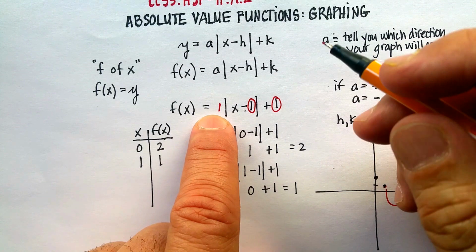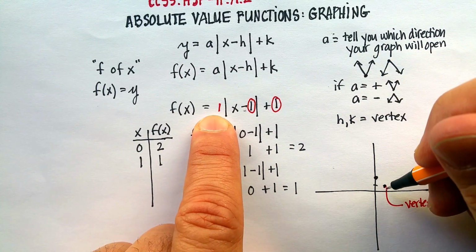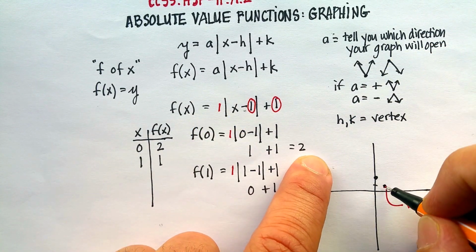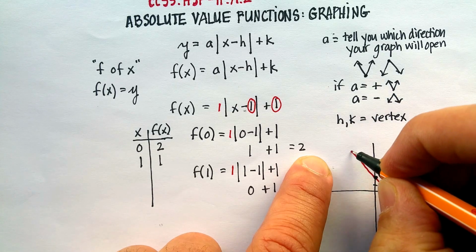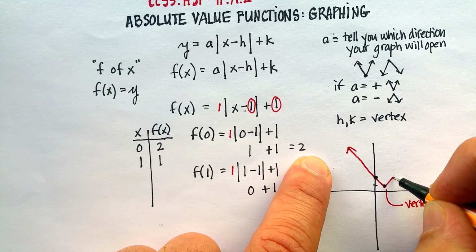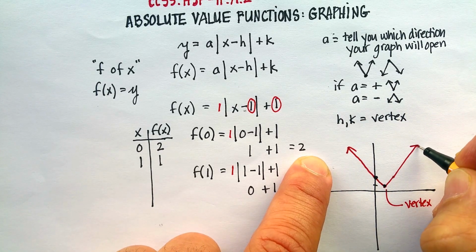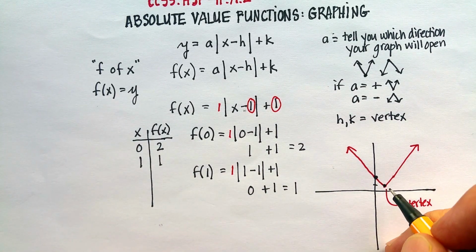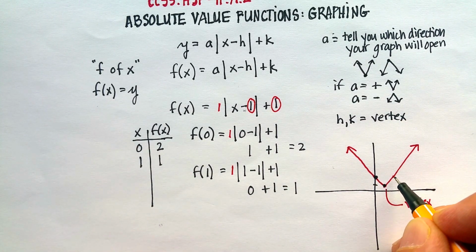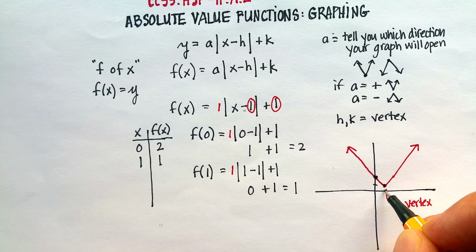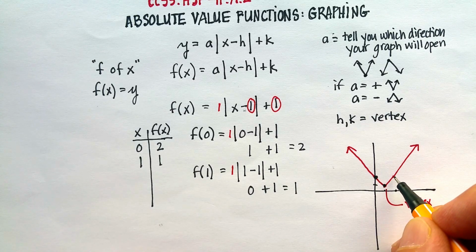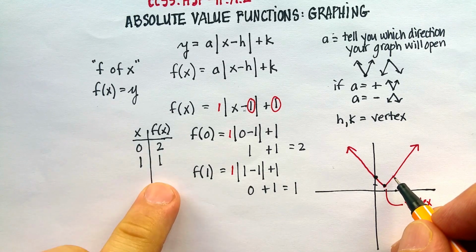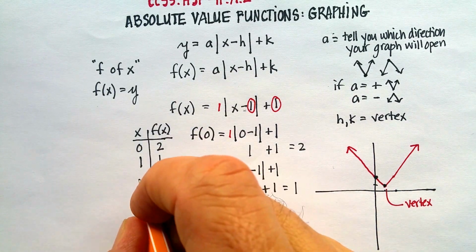So 1, 1 should be my vertex. And then I know that the slope, again, is going to be 1. So it's going to go this direction. So this is my prediction for my graph. Let's see if it actually works that way. Let's try another number. According to this, if x were 2, there's 1, there's 2, that means that my y value, or my f of x, should be 2 as well. Let's see if that's true.